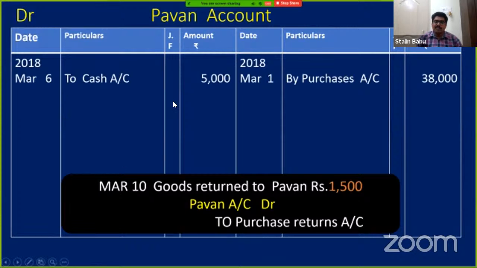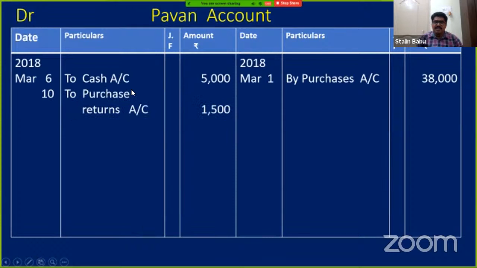We have to check whether the Pawan account is debited or credited. Here Pawan account is debited. So we have to post on debit side. What is the date? March 10th in the date column. In the purchase column, what is the account against Pawan? Here purchase return account. So we are posting on the debit side, we have to take the credit account. What is the credit account in the journal? Purchase return account. Right? To purchase return account in the purchase column and the amount in the amount column. To purchase returns account 1500 in amount column.